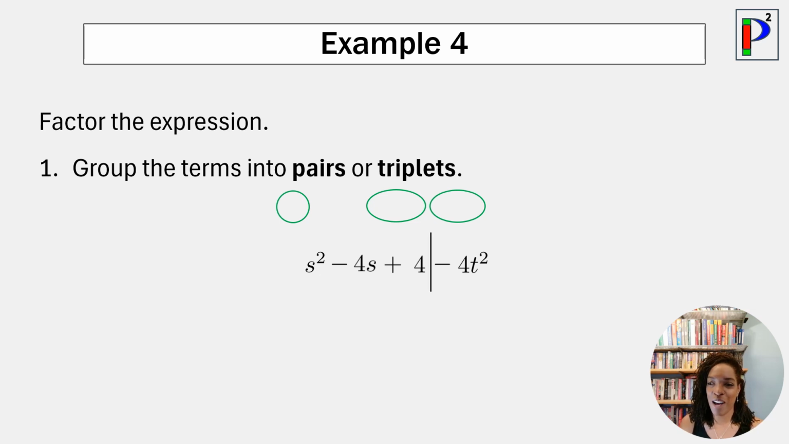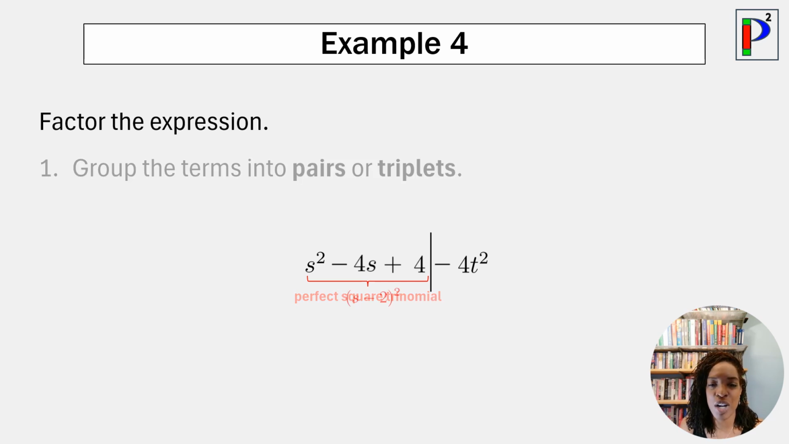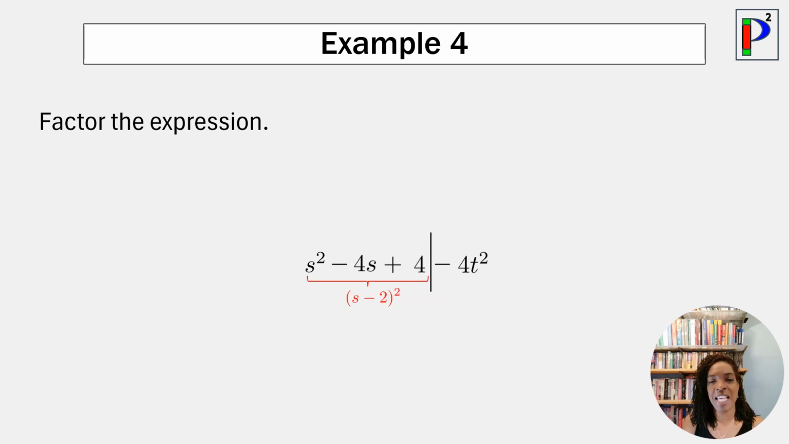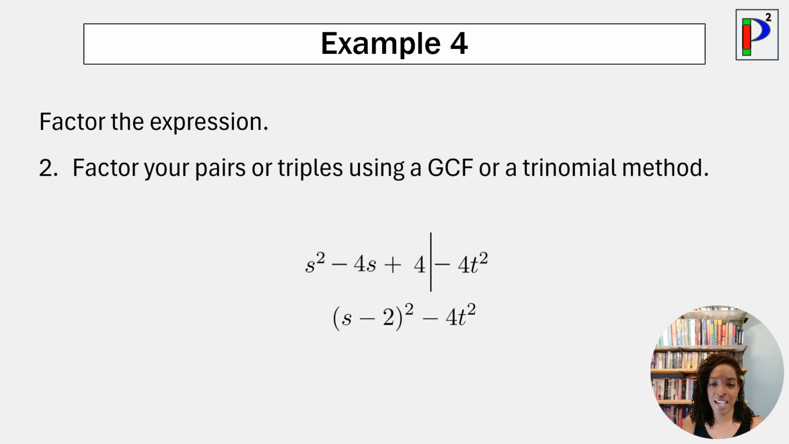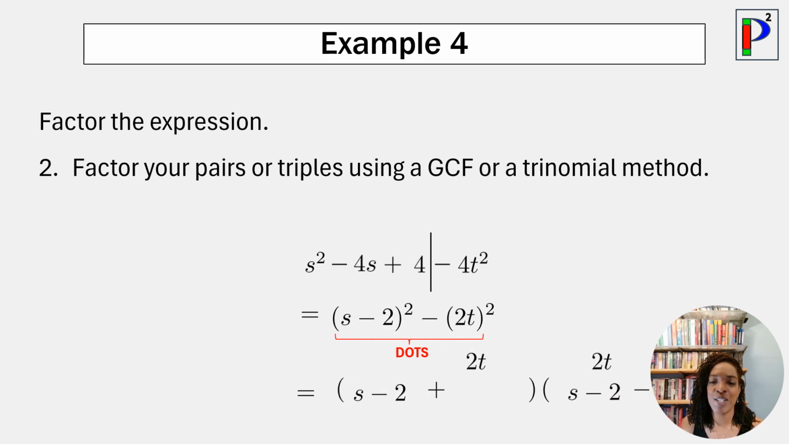So, adding my helpful bar, I've got a triplet on the left side of the line. That's a perfect square trinomial that can be written as s minus 2 squared. I will write it as s minus 2 squared, and then do you notice? Dots. Okay, so our next step is actually to factor again using the difference of 2 squares. So s minus 2 and then 2t, and we are finished.